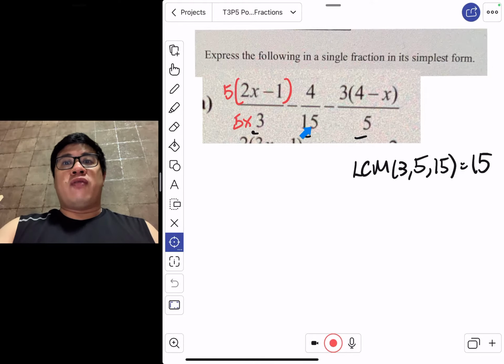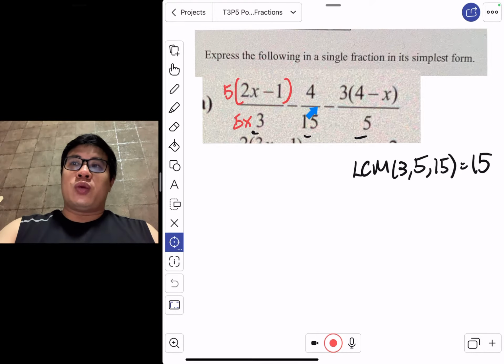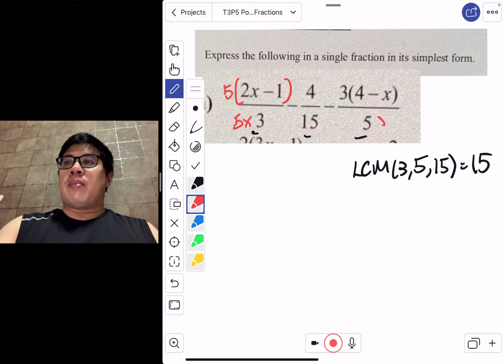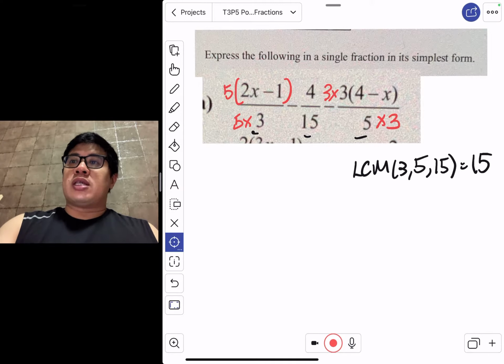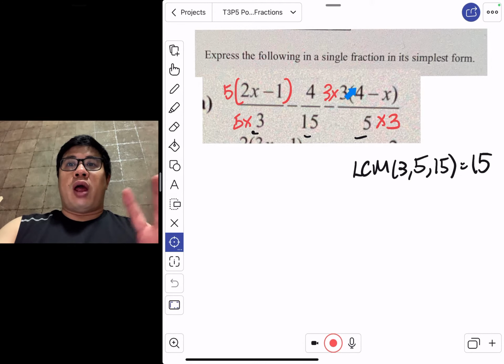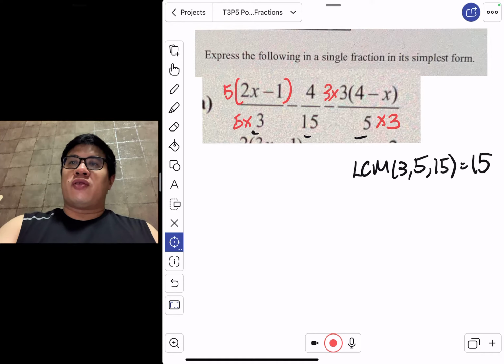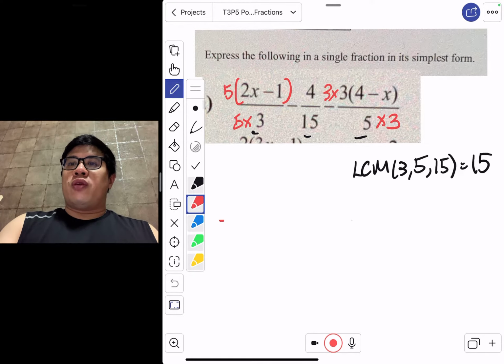Now remember, this is to the entire numerator. For 15, it is already set, so we don't need to do anything to it. For 5 here, we need to make it 15, so we will multiply by 3, and I'll just multiply by 3 at the front. It's the same because this 3 and this 3. For algebra, we like to put our coefficients at the front.